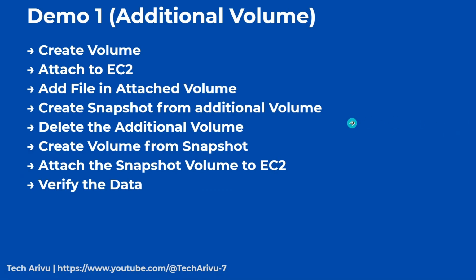So today we have two demos. One is with an additional volume. In this, we will create an additional volume, attach it to our EC2, and add a file to the attached volume. Then we create a snapshot from the additional volume, delete the additional volume, create a volume from the snapshot, attach the snapshot volume to the EC2, and verify the data is present.